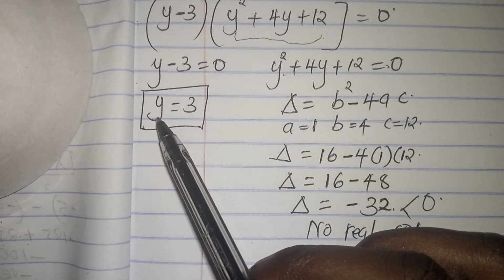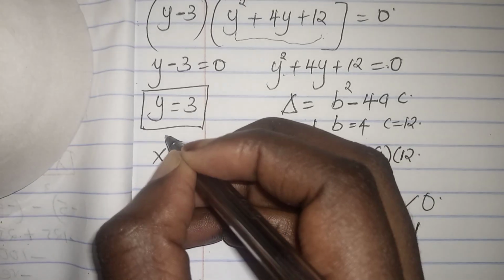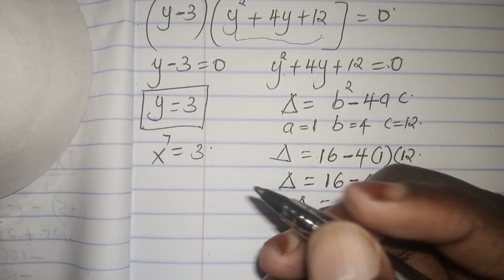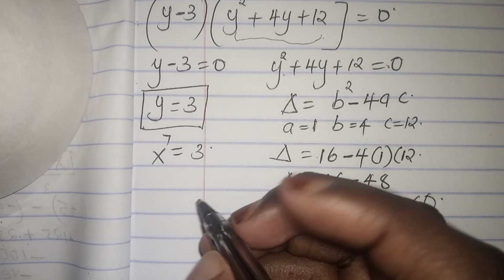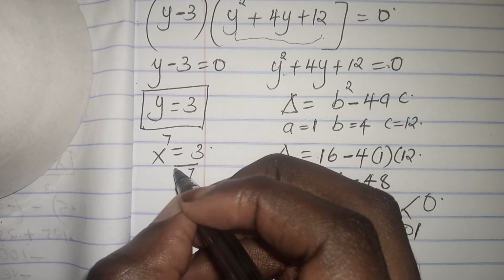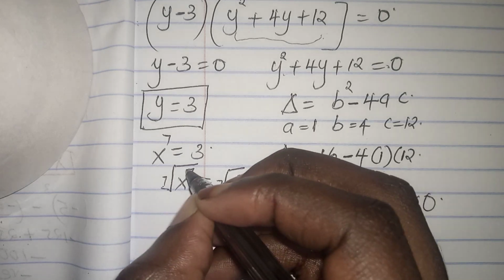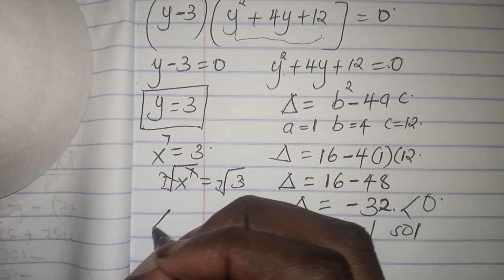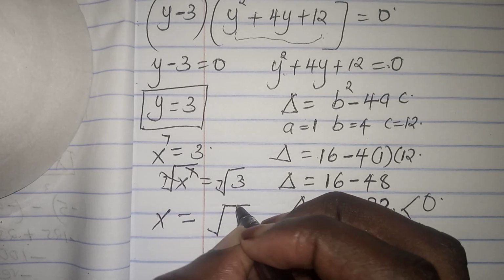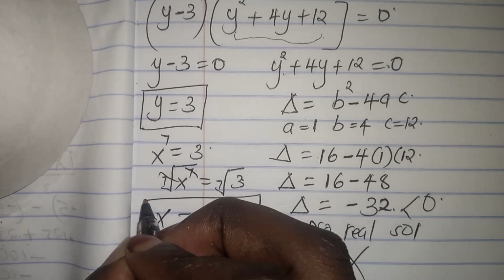We are remaining with y = 3, and we had said let x^7 be y. Our y here is 3. So we are going to solve it by introducing the 7th root on both sides. So this will cancel with the 7th root, and x is equal to the 7th root of 3, and this is our final answer.